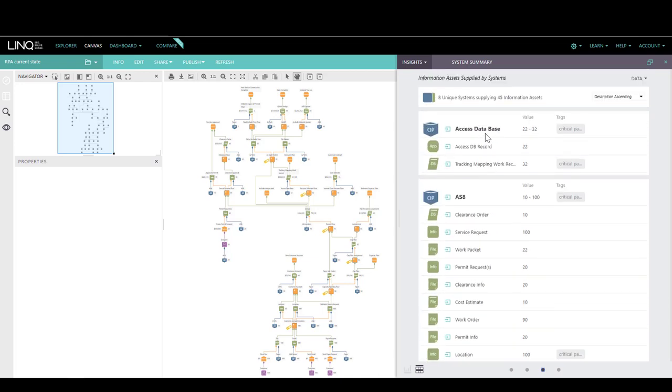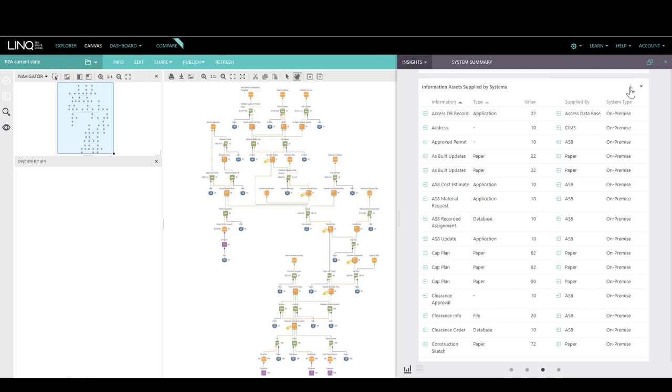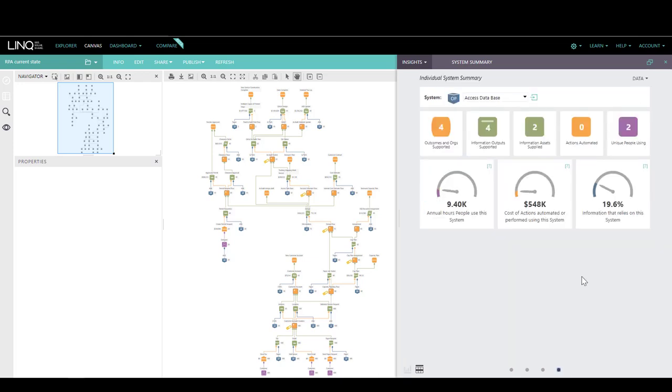Just like any of the other insights, we can get to the data behind this chart. And of course, we can export this to Excel so we can make use of this content outside of the LINQ application. The final card in the System Summary Insight is the individual system summary.